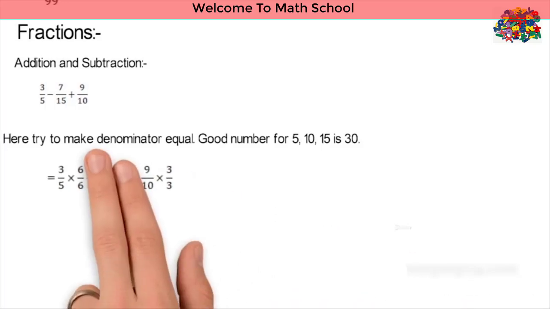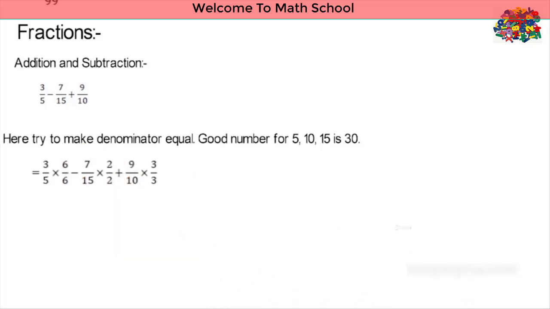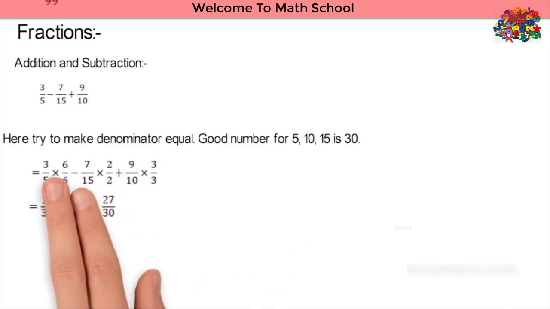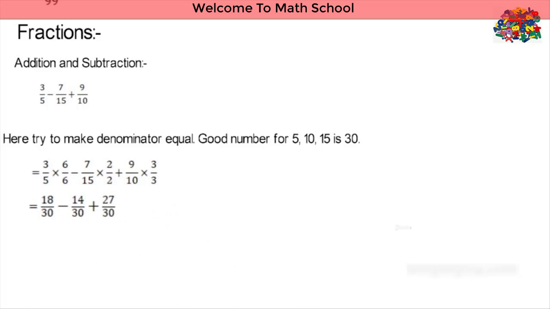So 3 by 5 multiplied and divided by 6 by 6, and next 7 by 15 multiplied and divided by 2 by 2, and then 9 by 10 multiplied and divided by 3 by 3. So the value we get is 18 by 30 minus 14 by 30 plus 27 by 30. Now 30 is a common number, so take the LCM of 30. The denominator will be 30 and it will be 18 minus 14 plus 27 divided by 30, which is equal to 31 by 30.